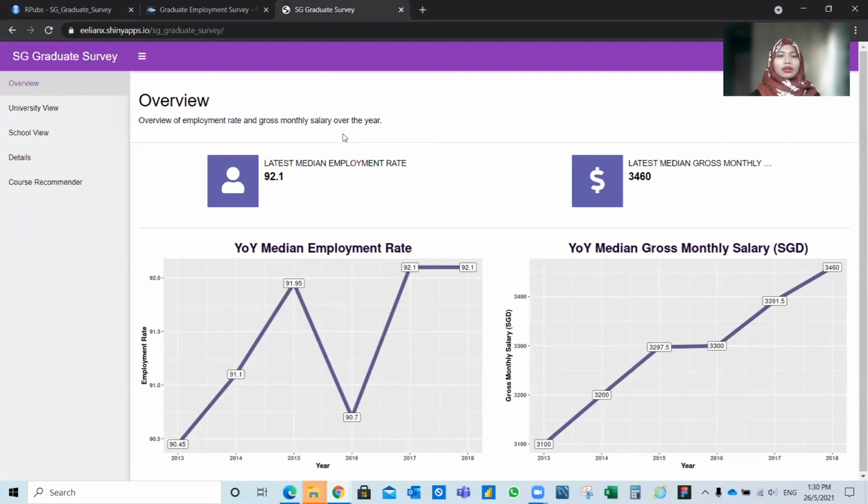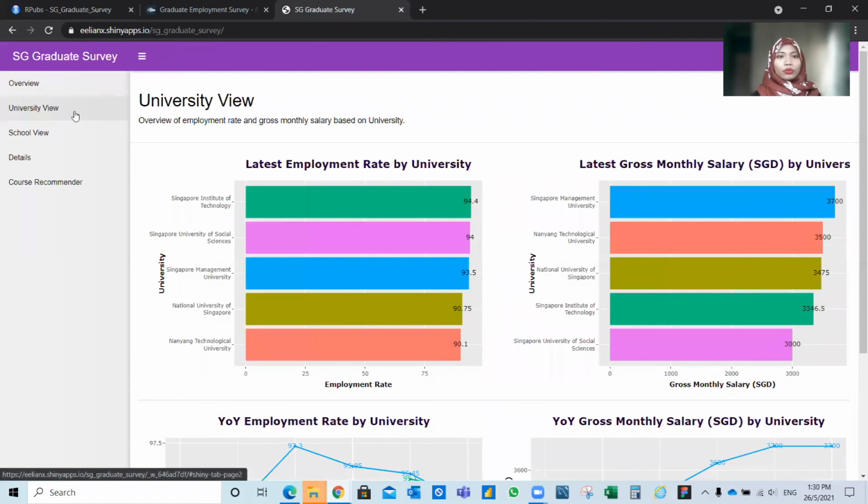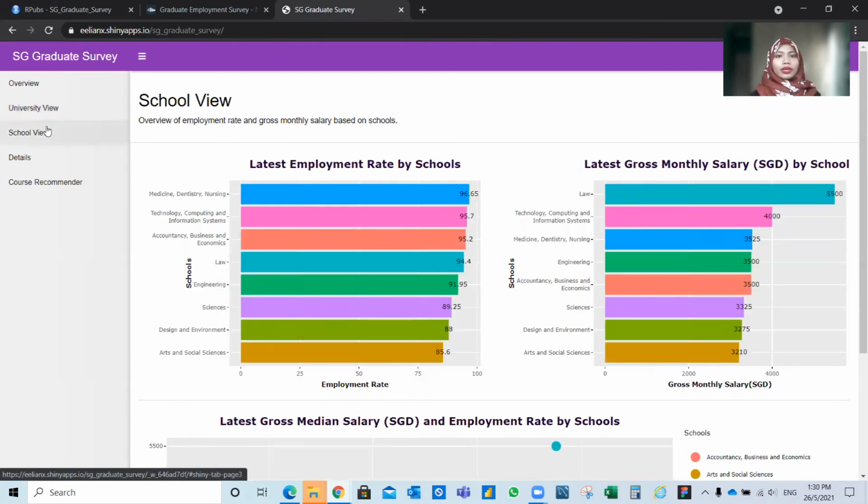So the first tab is the overview, where we can see the overview of the median employment rate and also the median gross monthly salary. The second tab would be the university view, where we can see the employment rate and the gross monthly salary according to the university. So we can see the performance of each university in the 2 categories. The third tab will be according to schools. This is the breakdown for the 2 categories by each school.